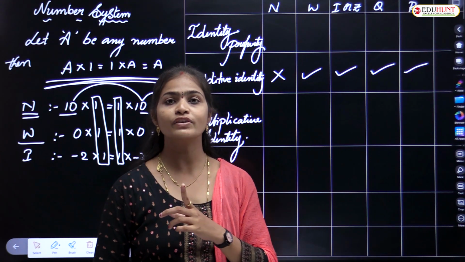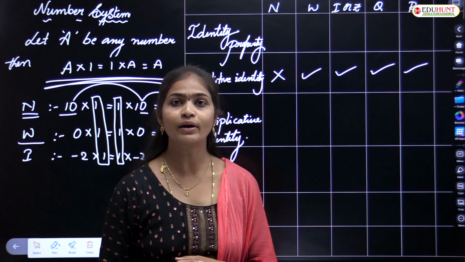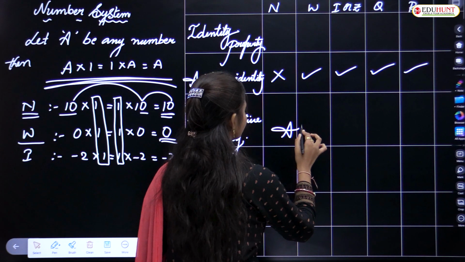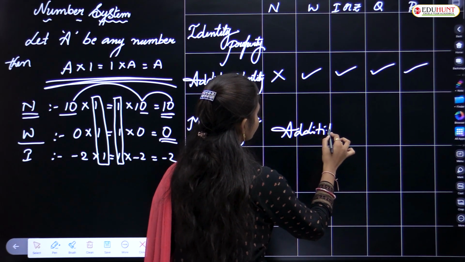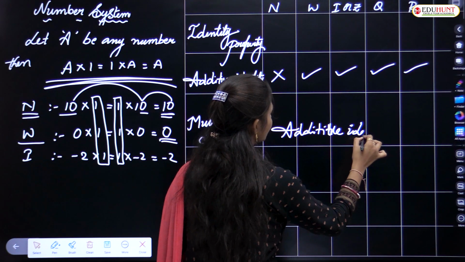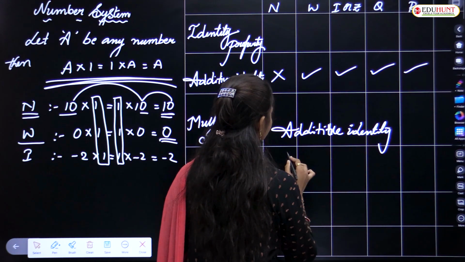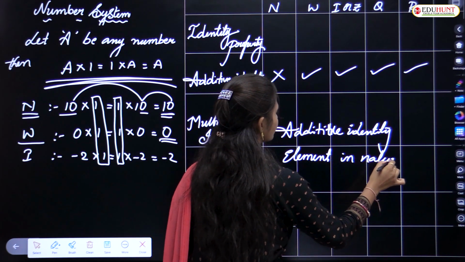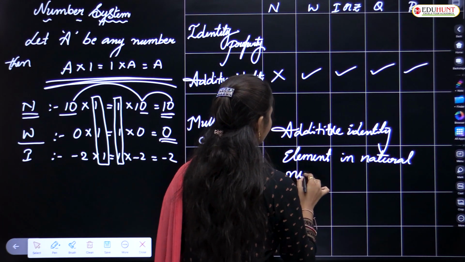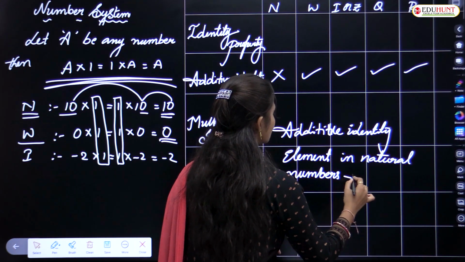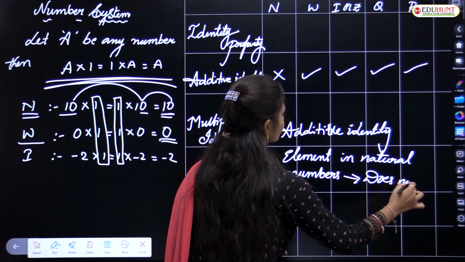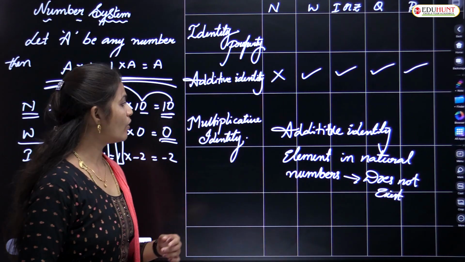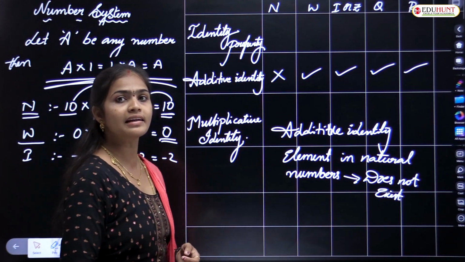In natural numbers, which element is called the additive identity element? Does not exist. Additive identity element in natural numbers: what is that? Does not exist. Why? Because in natural numbers 0 is not there, that is the reason.